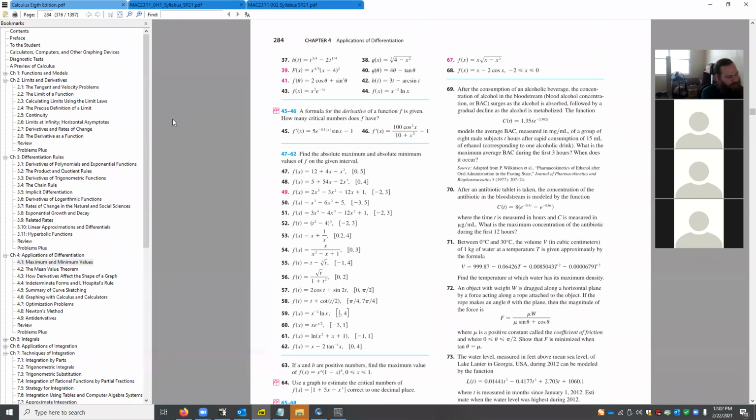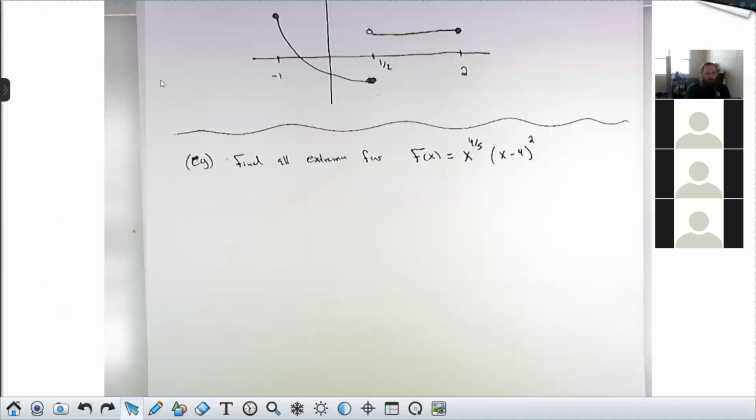Find all extrema for f of x equals x to the 4/5 times x minus 4 quantity squared. All right. So when we say find all the extrema, what we mean is find all the mins, all the maxes. And here's my function.